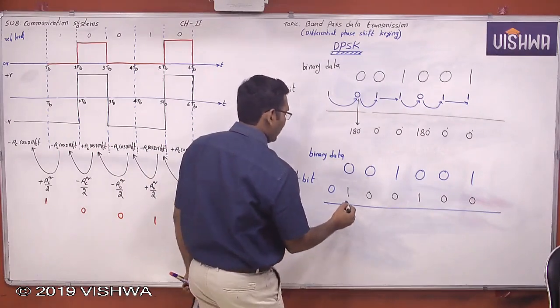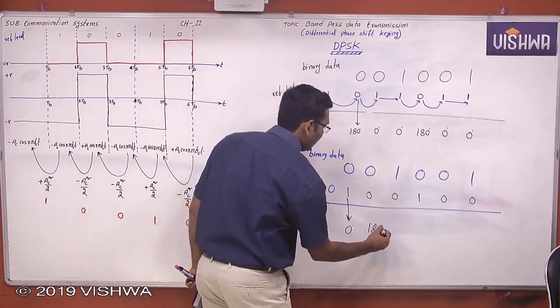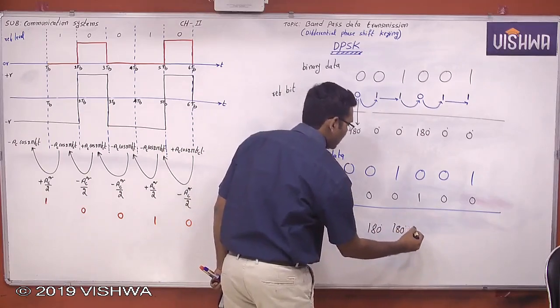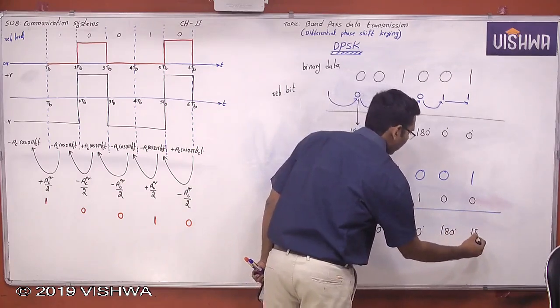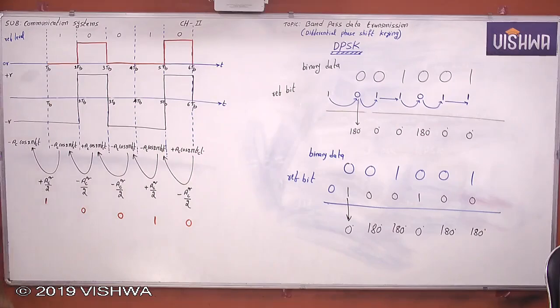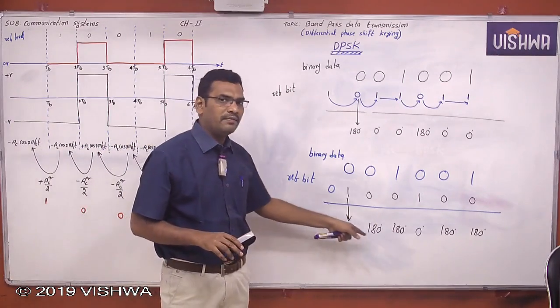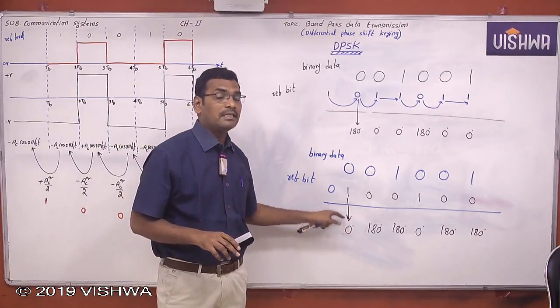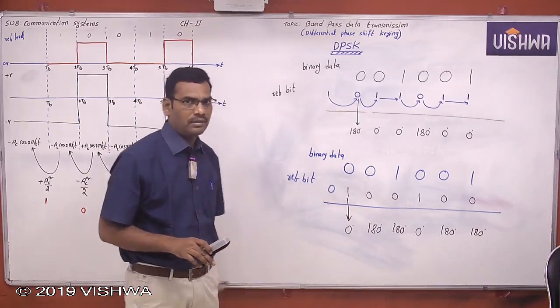Now binary 1 means a phase shift of 0 degrees, 180 degrees, 180 degrees, 0 degrees, 180 degrees, 180 degrees. Like this, these are the phase sequences. Sometimes he is giving phase sequences and asking to find the binary data bit stream, and he is giving the reference bit. Okay. Reverse also.